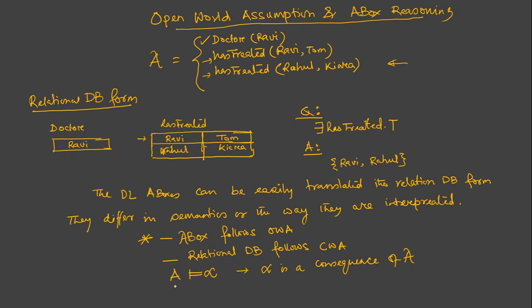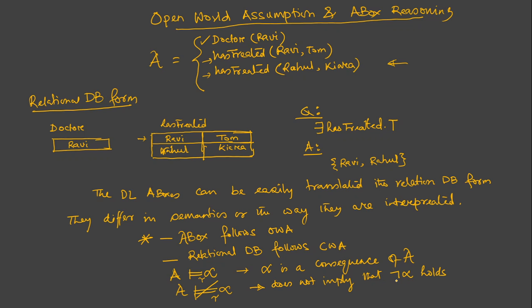Now, the other case is where the A box A does not entail alpha, right? This will always be with respect to a T box; I'm omitting the T box for the sake of simplicity. Now if we say that this A box does not entail alpha, I'm putting a cross to mean that the A box does not entail alpha. So it does not imply that the negation of alpha holds.